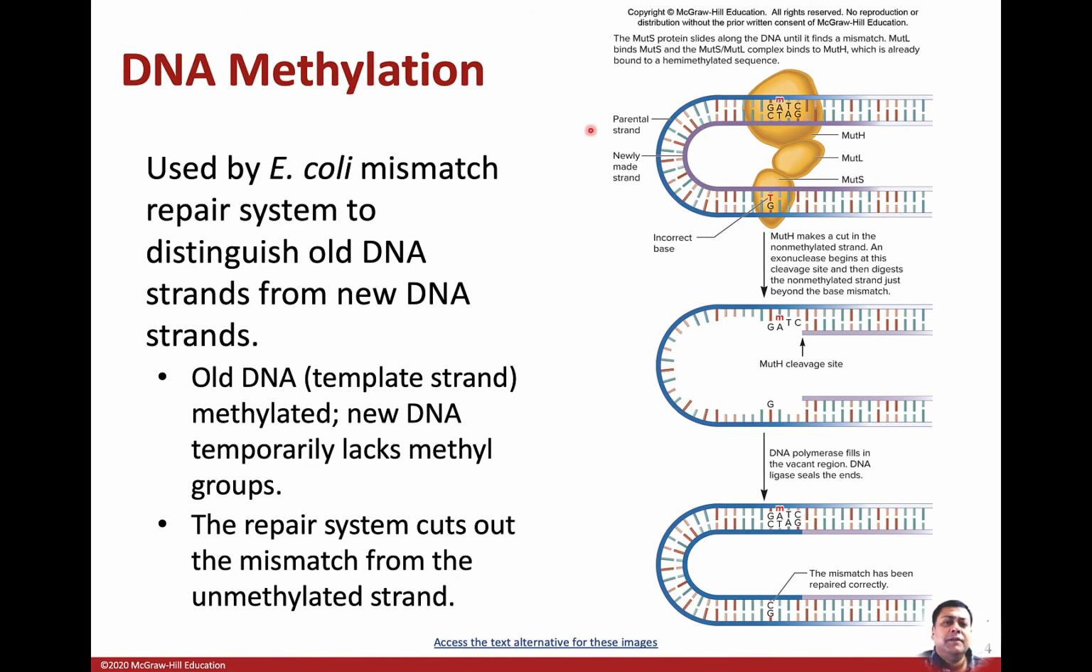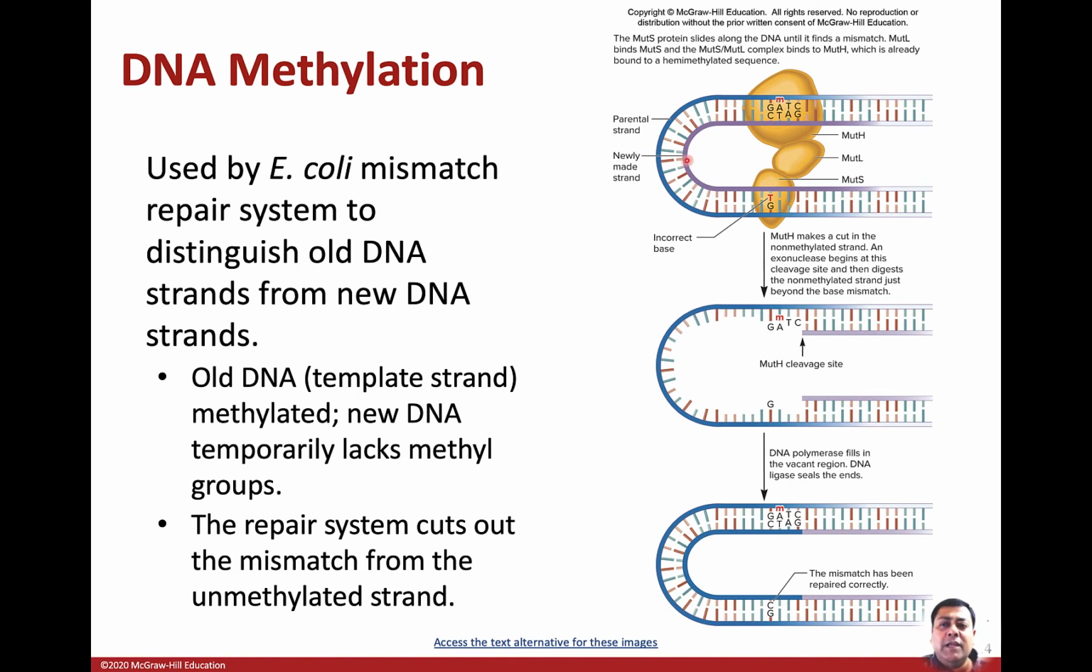The first of these is used by the E. coli mismatch repair system, which distinguishes the old DNA strands from the new DNA strands. The old DNA strand has methylation, which you can easily see. On the other hand, the newly synthesized strands are not methylated yet, because it takes a little time after synthesis for them to get methylated. And the repair system cuts out the mismatch from the unmethylated strand. So how does this actually happen in reality?